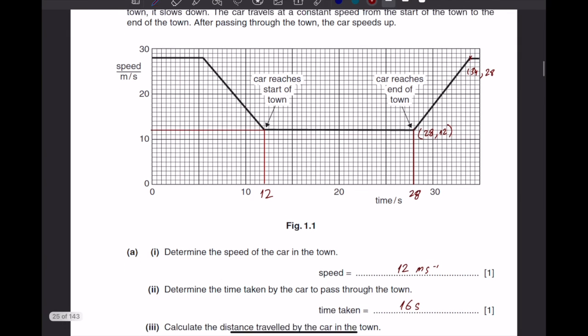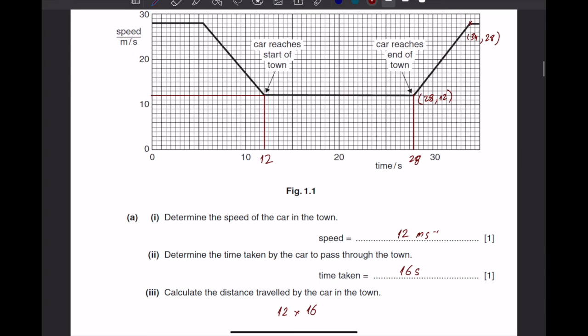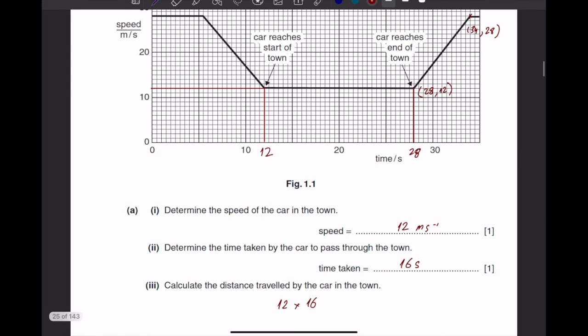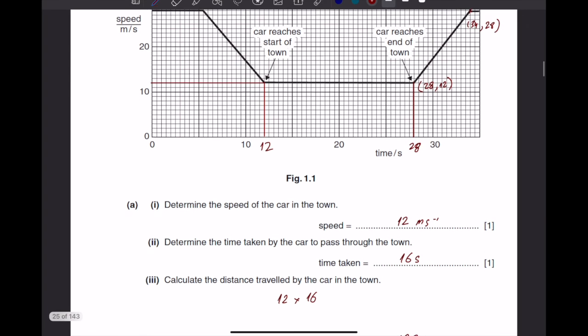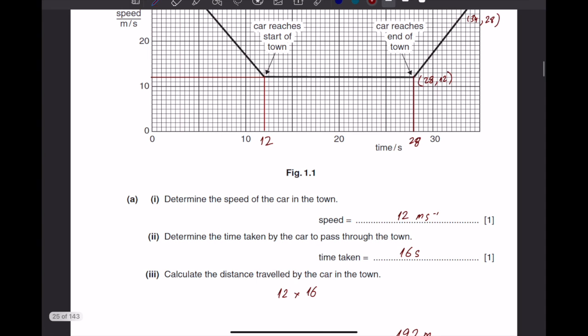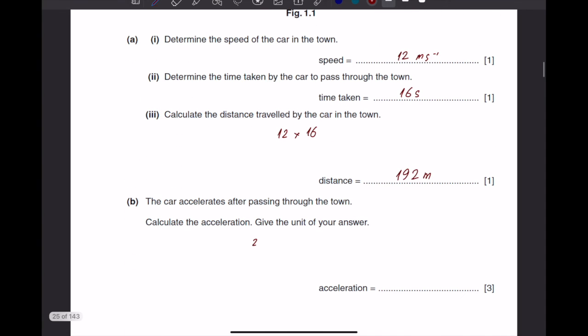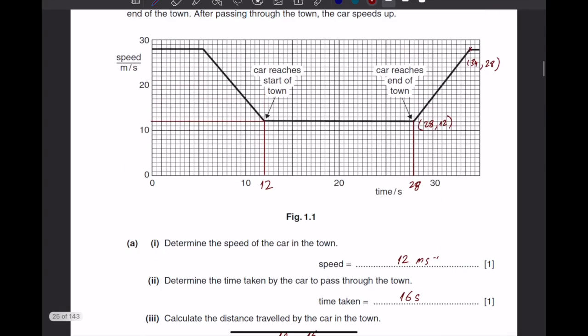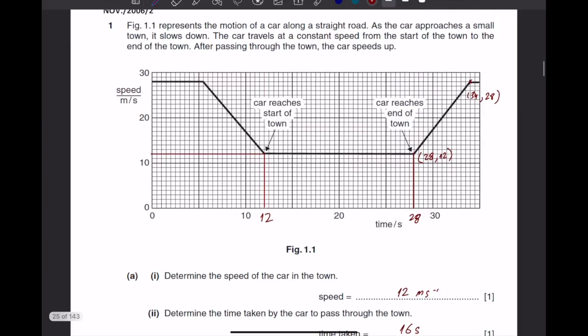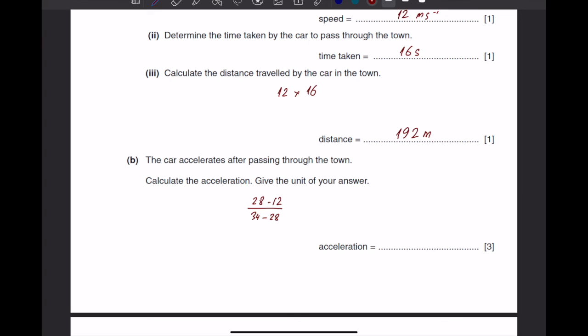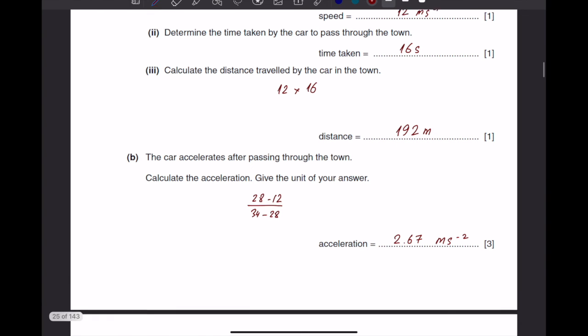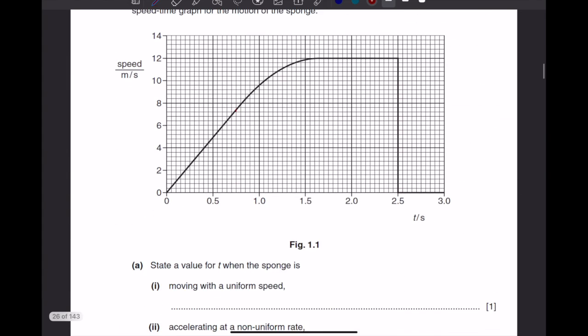To determine the acceleration, I'm going to find the slope or gradient of this line segment. y2 minus y1 must be 28 minus 12, and x2 minus x1 must be 34 minus 28. So this comes out to be 2.67. Not to forget that the acceleration is given in meters per second squared. So that's how I solve this last part of the question.